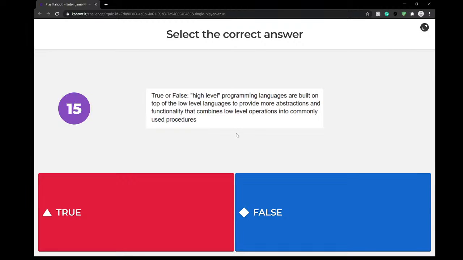So true or false? High-level programming languages are built on top of low-level languages to provide more abstraction and functionality that combines low-level operations into commonly used procedures.